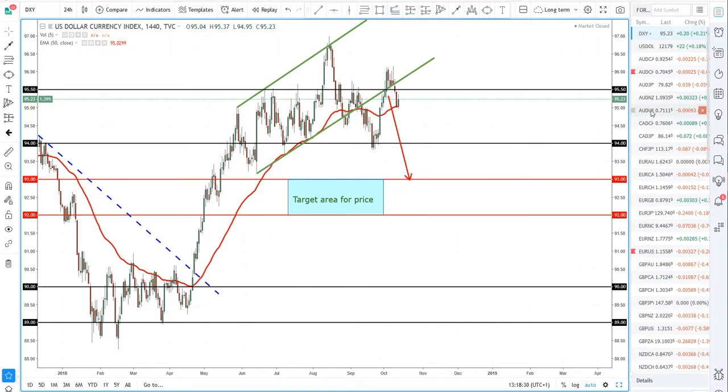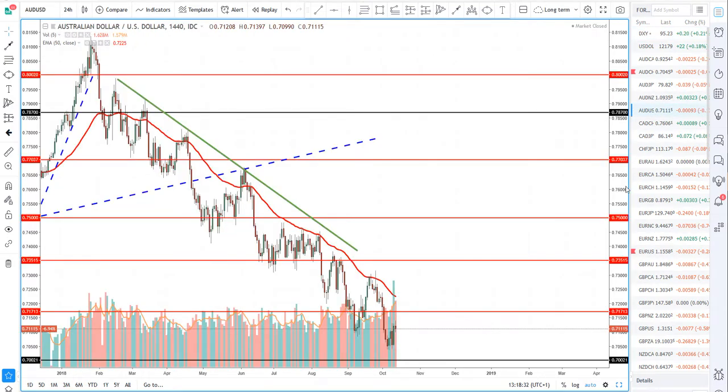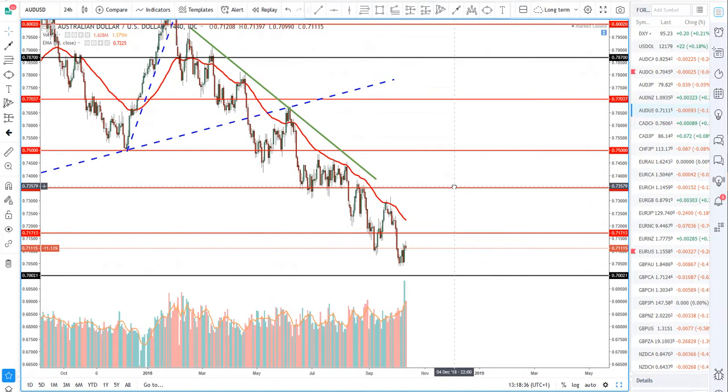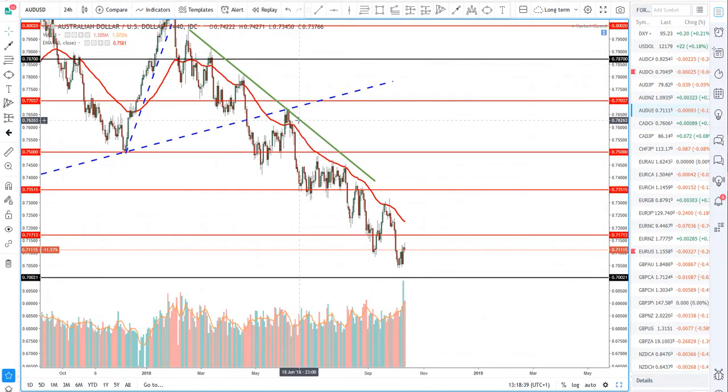So how does that look across other pairs? On Aussie dollar, for example, we are still in a downtrend here. I'm not going to say we're in a bullish trend whatsoever. The only way this turns bullish for me, really, for the long term, would be a break and retest of the daily 50 EMA.